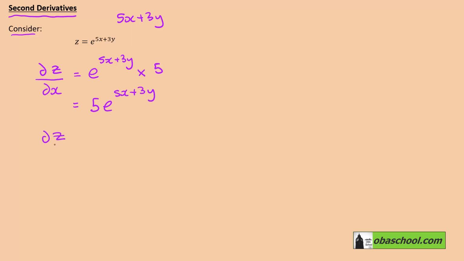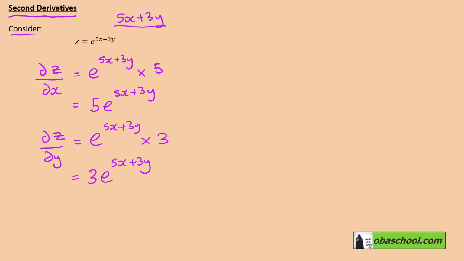And now let's look at dz dy. Well, that's going to be e to the 5x plus 3y, and then multiply by the differential of this with respect to y, which is 3. So that's 3 e to the 5x plus 3y.